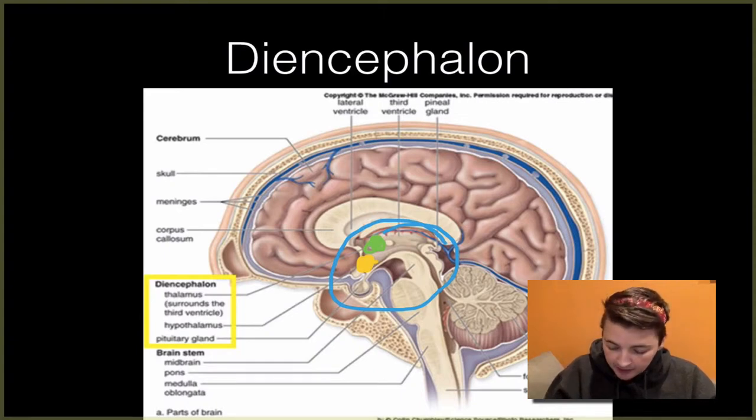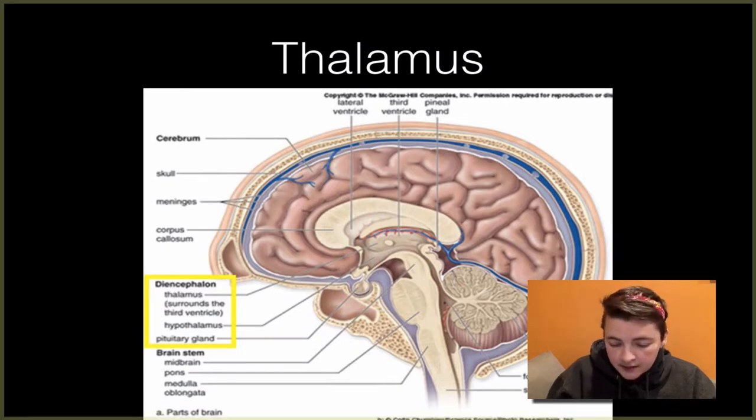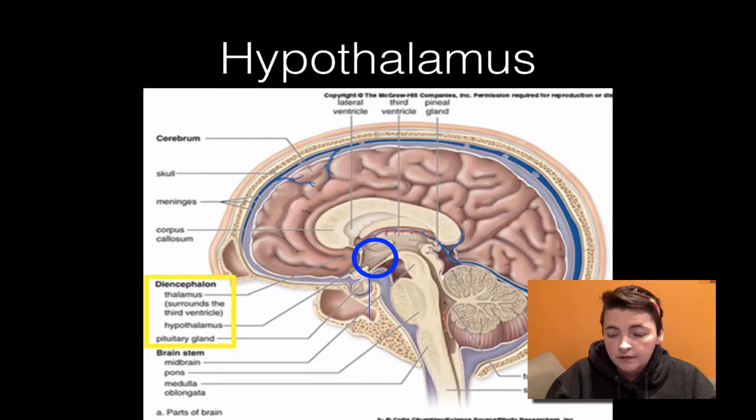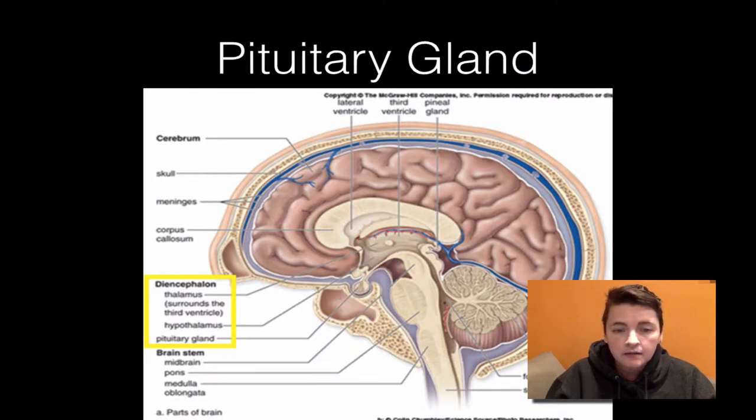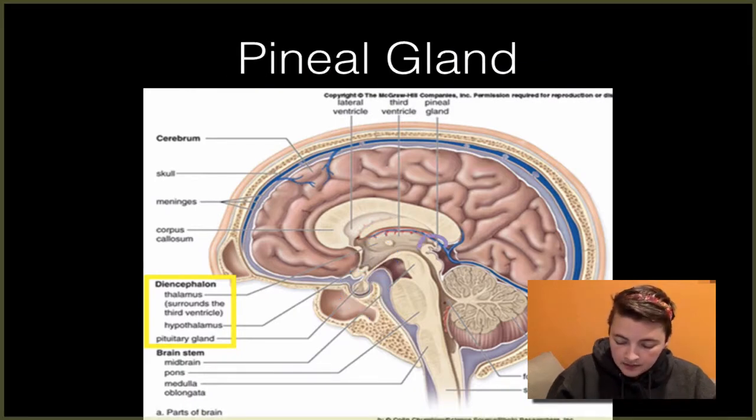The pituitary gland is one of the major glands within the body that is found underneath the cerebrum here. The brains we will be dissecting will not have the pituitary gland attached. So we have the thalamus, which is here. Then we have the hypothalamus, which is here. The pituitary gland. The pineal gland, which is your day clock, is here.